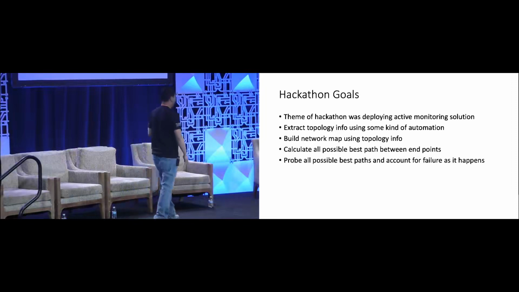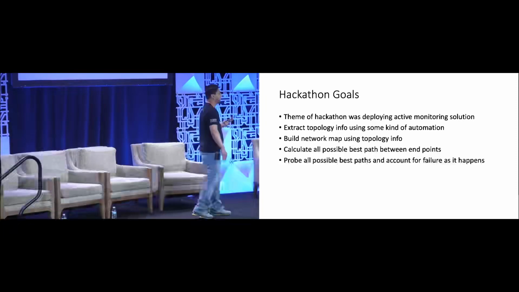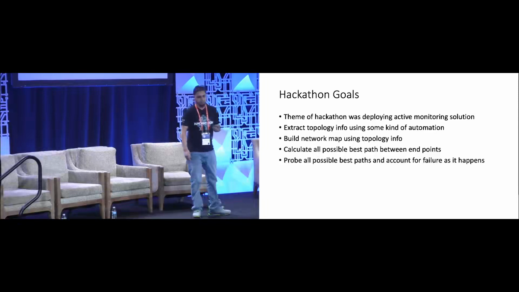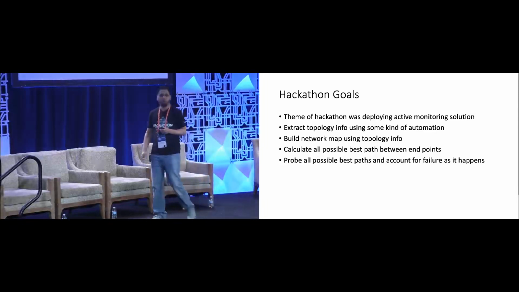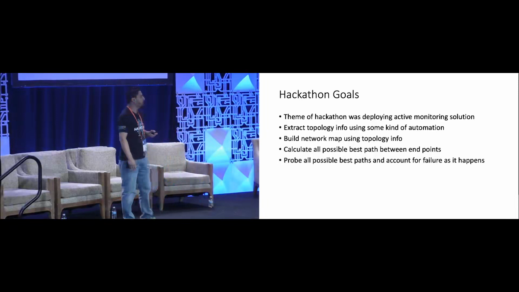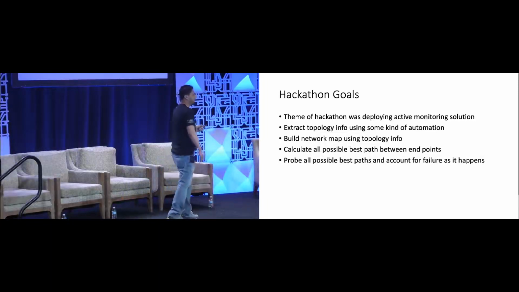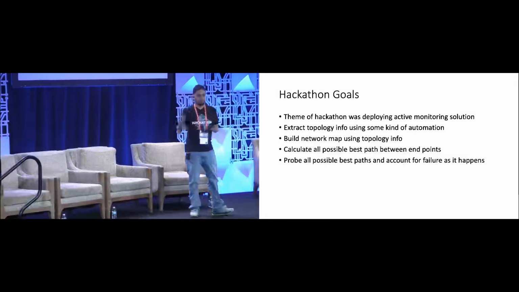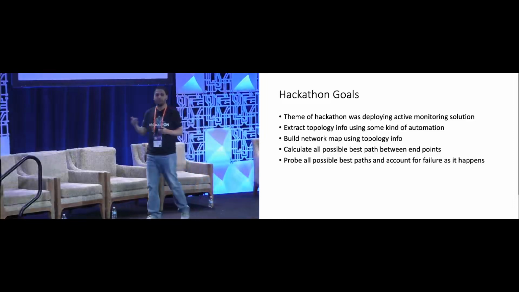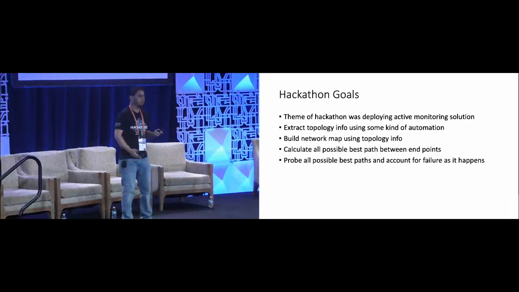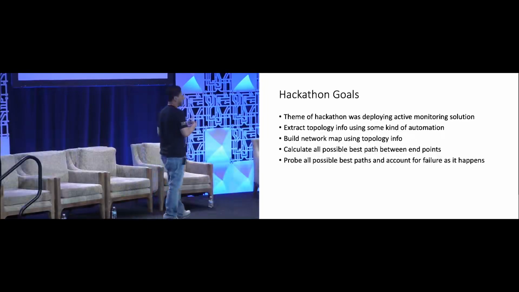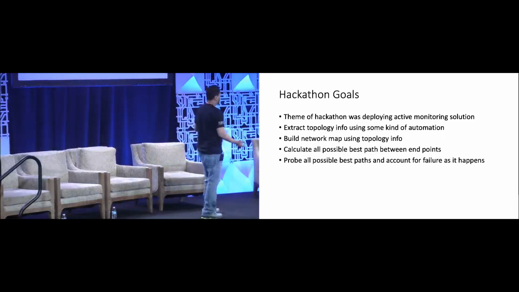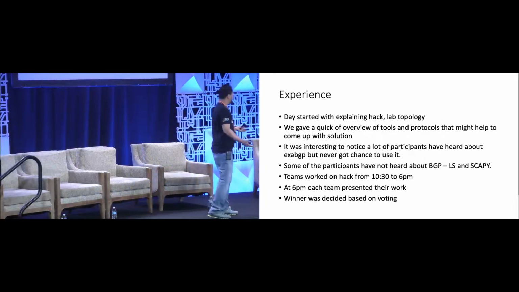Hackathon goals. The theme of the hackathon was deploying active monitoring infrastructure. Each team had a task to extract the topology using some kind of automation from a network, and use that topology information to build a network map or network graph. Once they had a network map, they had to calculate all the possible best paths between any two given endpoints. And once they had all the best paths, they had to make sure they could probe all those best paths and record any failure as it happens on any of those paths.